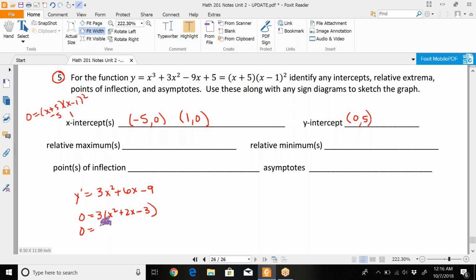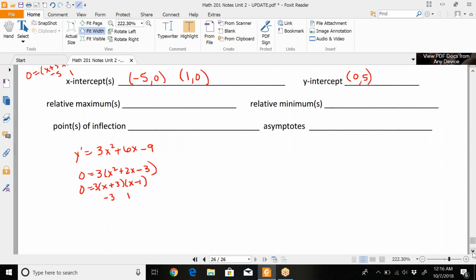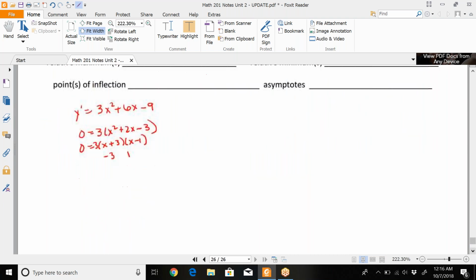And let's see if we can factor that. That'd be a 3, and then that's x plus 3, x minus 1. So our possible max or mins happen at either -3 or +1. So we'll want to do the first derivative to check for increasing or decreasing around each of those points.